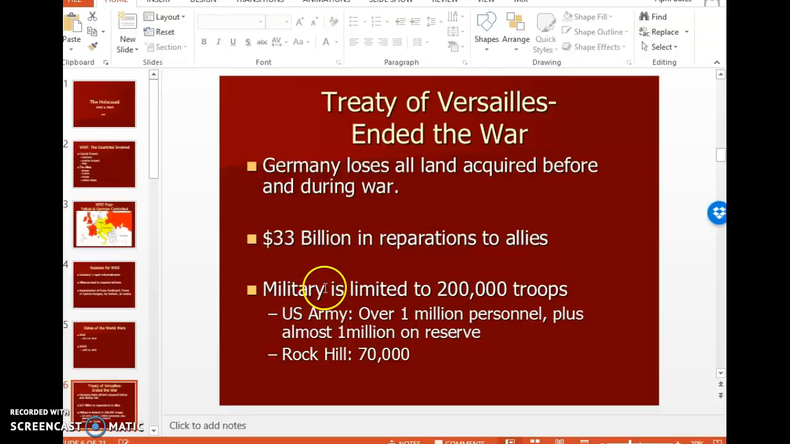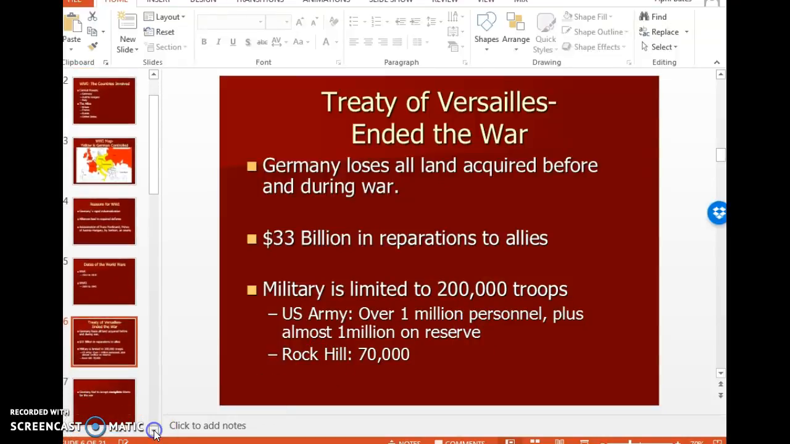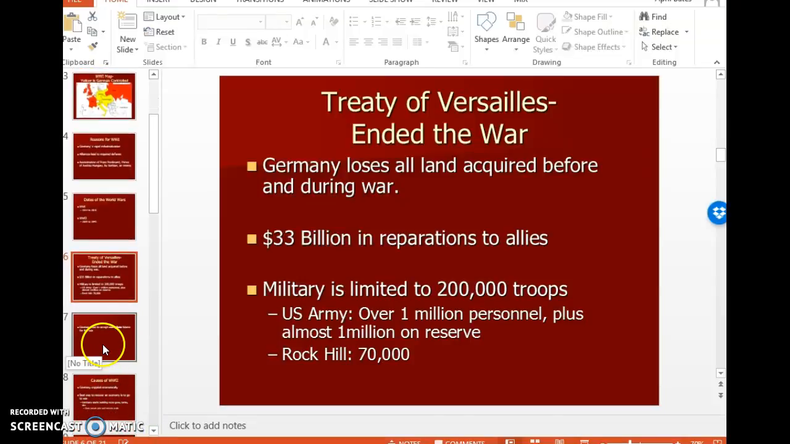Another thing that happened is the military of Germany was limited to only 200,000 troops, which seems like a lot, but it's really not. The U.S. Army is over 1 million personnel plus 1 million on reserve. Just another comparison, the population of Rock Hill a few years back was 70,000. So think about if a larger country wanted to attack Germany as punishment or for whatever reason, they had very little troops to defend themselves. So again, this was another humiliation to Germany. This was their punishment for being a part of this.